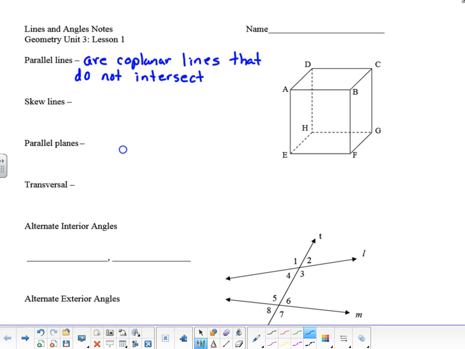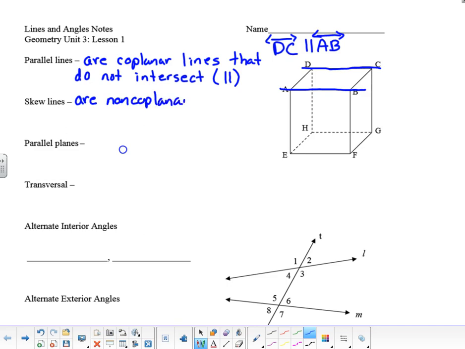So the symbol that we use, or the notation that we use for parallel, is two lines like that that look like they're parallel. Okay? So we would say, as an example over here, if we're looking at our diagram, those two lines would be parallel. So we could say DC is parallel to AB because they're coplanar and they do not intersect. Now, skew lines are non-coplanar lines.